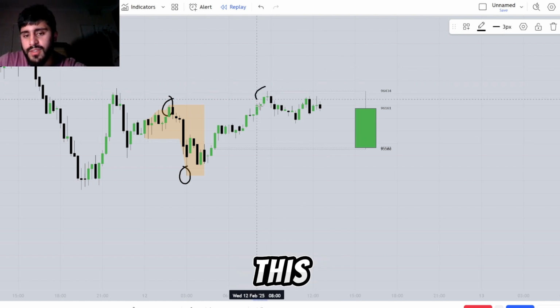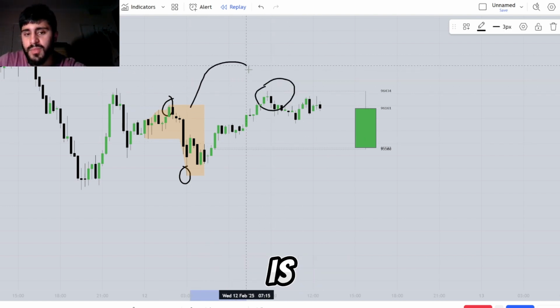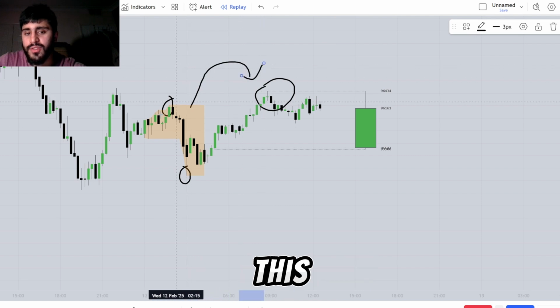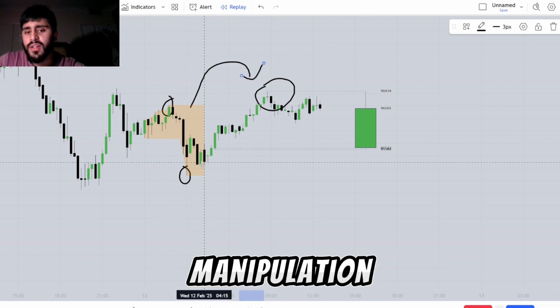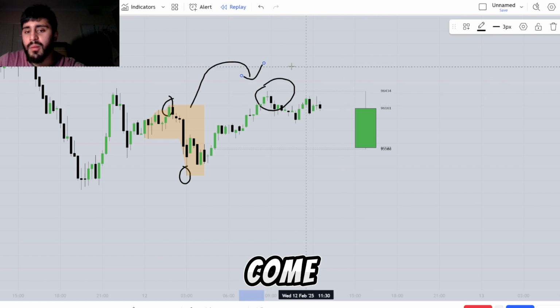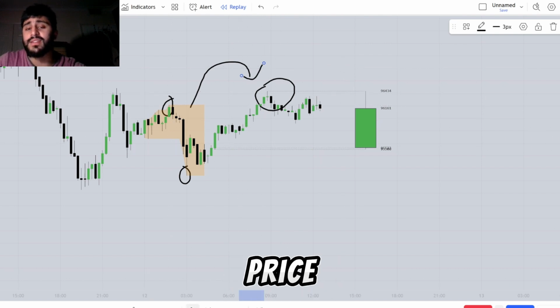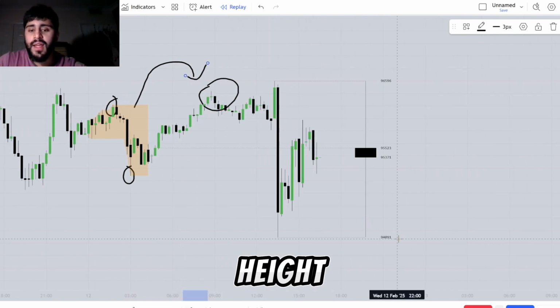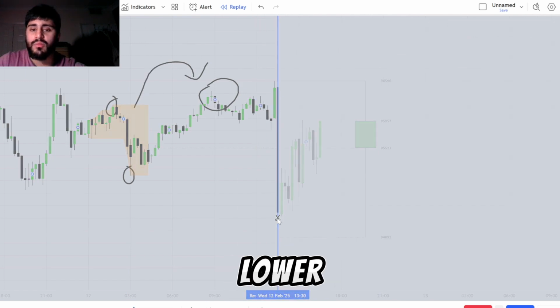When price takes out this Asian range high, this is manipulation phase 1, right? So this is accumulation. This is manipulation phase 1. We can see price has come above the daily opening price to take out the Asian range high. Now from here, we see price heading lower pretty aggressively.